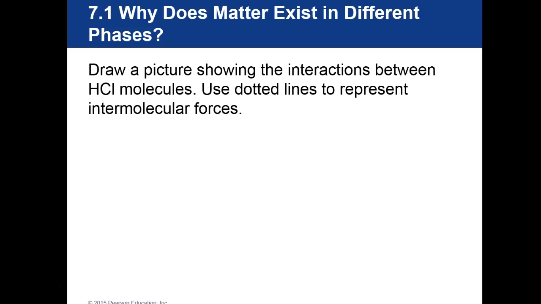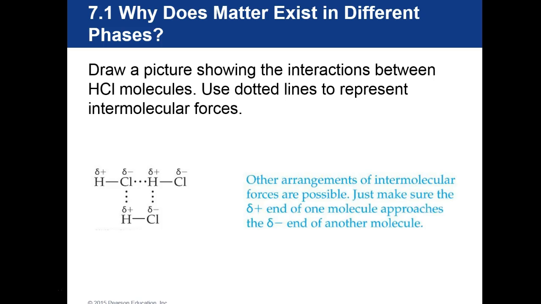Try drawing a picture showing the interactions between hydrogen and chlorine molecules. Use a dotted line to represent those intermolecular forces. As we can see, other arrangements of intermolecular forces are possible. Just make sure that the positive end of the molecule approaches the negative end of another molecule. Again, it's like that magnetic force. You take the positive end of a magnet and the negative end of another, and they will stick together. That's how molecules stick together as well.